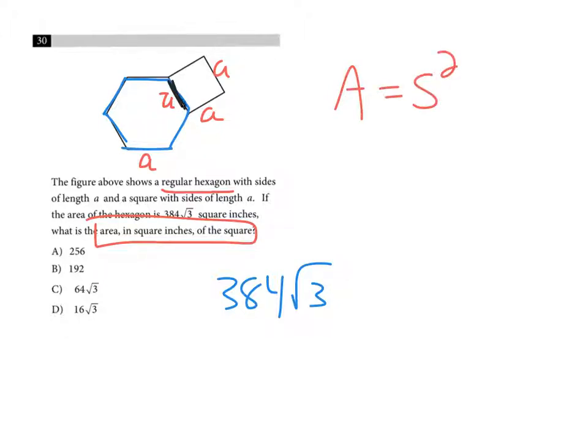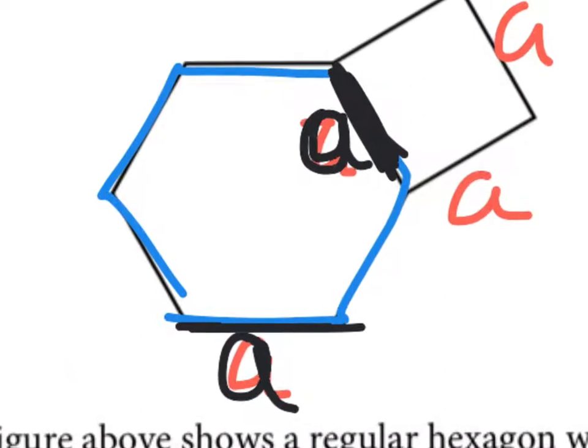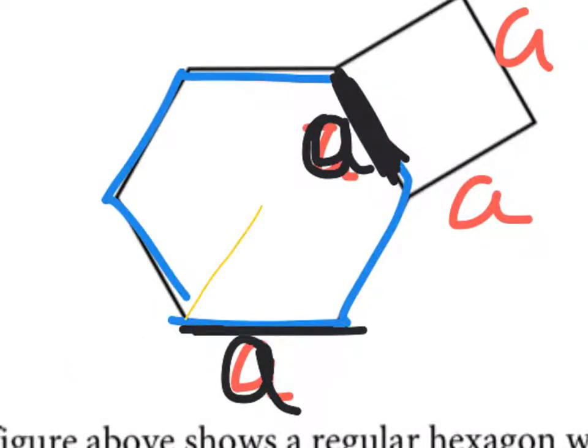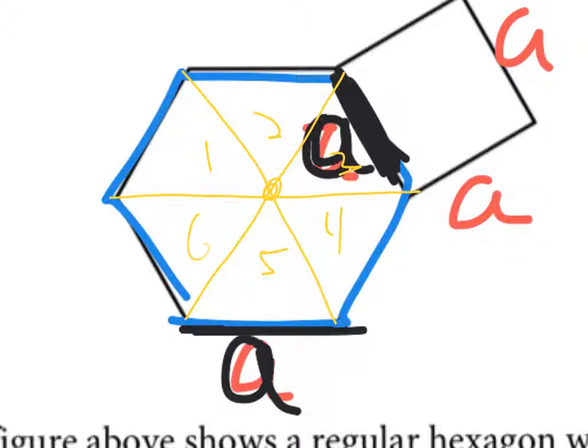I need to figure out the length of a side of the square. But that side of the square is the same as the side of the hexagon. So since it's a regular hexagon, I'm going to break it up into 6 equal triangles. The central angle, since there's 6 of them, is 360 over 6, or 60 degrees. So each of these triangles has an angle up top that's 60 degrees.